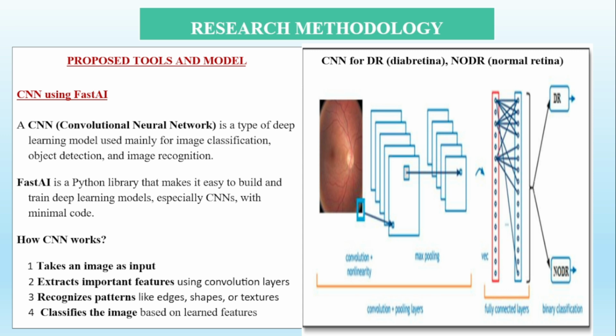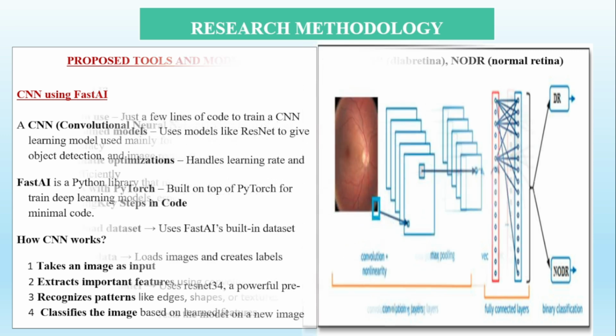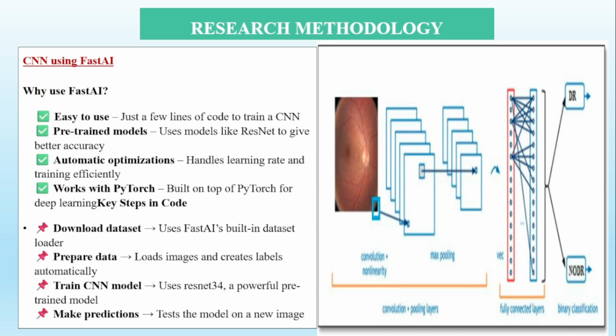Convolutional neural network. How does a CNN work? Take an image as an input, extract important features using convolution layers. Now recognize patterns like edge, shape, or texture. Classify the image based on learned features. Now the CNN using fast AI.